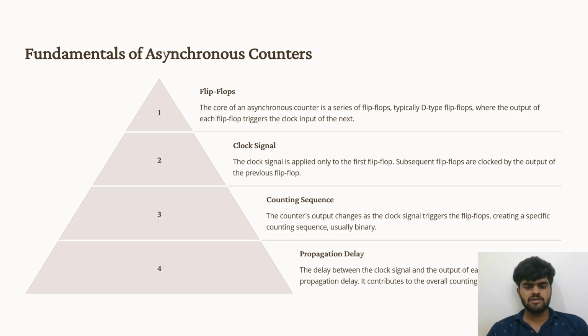Counting sequence. The counter's output changes as the clock signal triggers the flip-flops, creating a specific counting sequence, usually binary. Propagation delay. The delay of the clock signal affects the output of each flip-flop. The counter's output changes as the clock signal triggers the flip-flops, creating a sequence using binary.